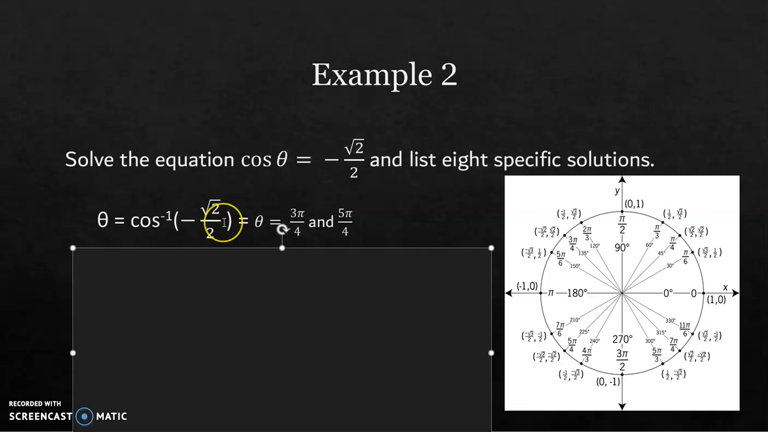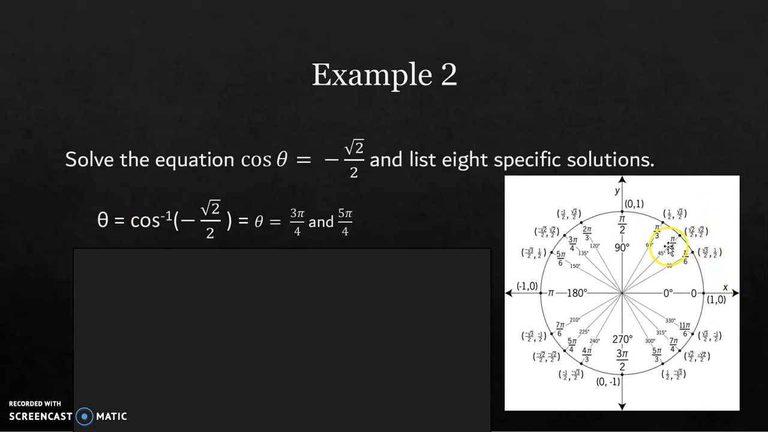So inverse cosine of negative square root 2 over 2 comes out to be, from our unit circle, we need a negative, so pi over 4 is close, but it's really 3 pi over 4 is the first place we have a negative cosine value, and then it happens again at 5 pi over 4.